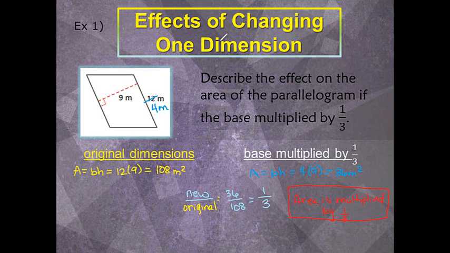And just one more time, we can see that if you just use the formula itself, base times height, and instead I'm going to use 1/3 base times height. And then just by writing that formula, it's easy for me to see that the original formula is here, base times height, but I have 1/3 times that. So the area will be multiplied by 1/3.